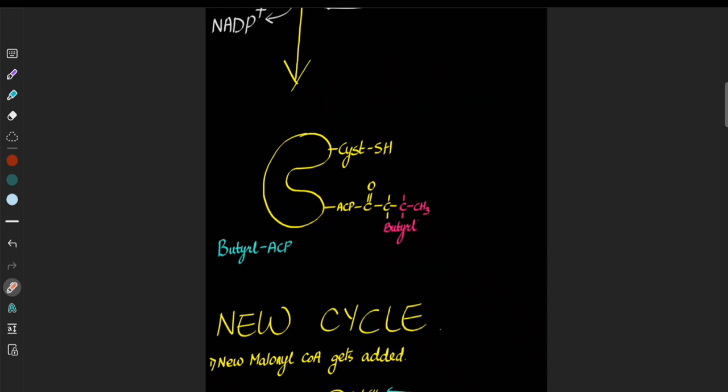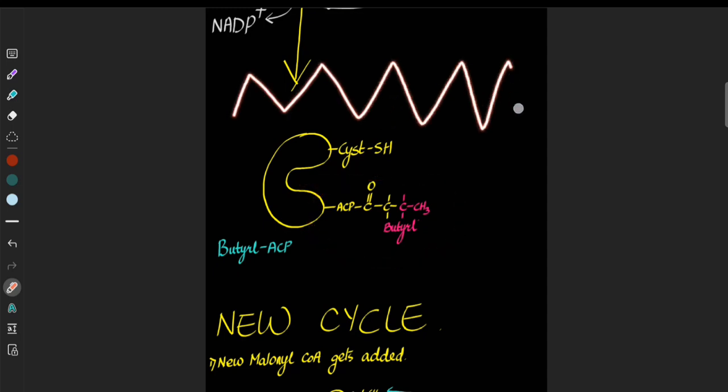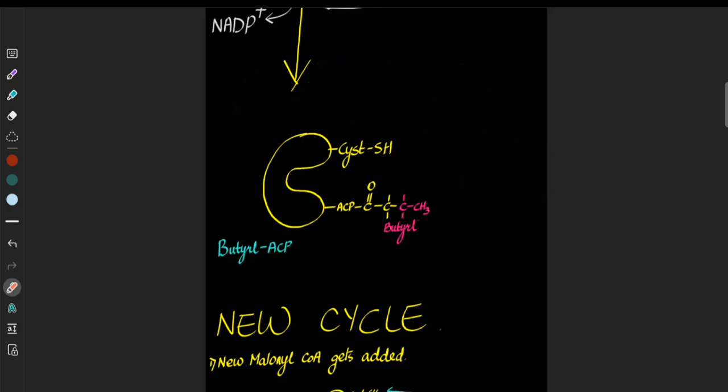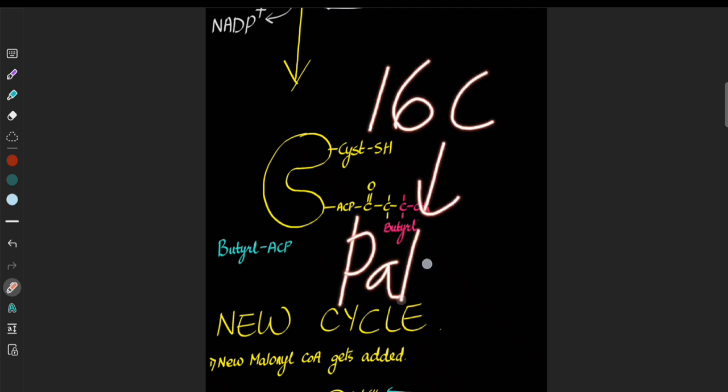Now you must be wondering, is this all? This doesn't look like a fatty acid, because a fatty acid looks like a long chain of carbon along with a carboxylic group, right? So it's a very long chain. Now this has only 4 carbons, and the most common product is actually a 16 carbon compound, which is palmitic acid, right? So a palmitic acid is a 16 carbon compound, which will be made. So I'm going to show you.